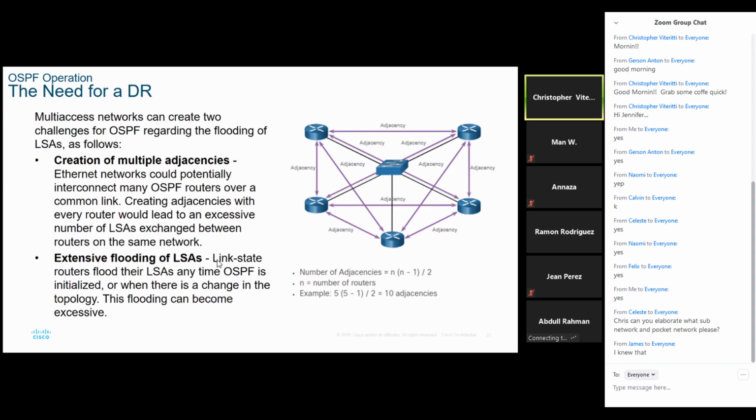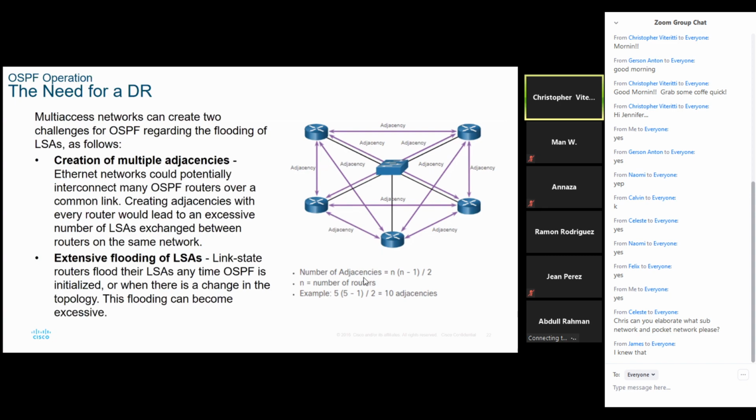Creation of multiple adjacencies. Ethernet networks could potentially interconnect many OSPF routers over a common link. Creating adjacencies with every single router would lead to an excessive number of LSAs exchanged between routers on the same network. So what happens is you're flooding the network with management information, protocol information. That bandwidth is supposed to be used for user information, not protocol information.